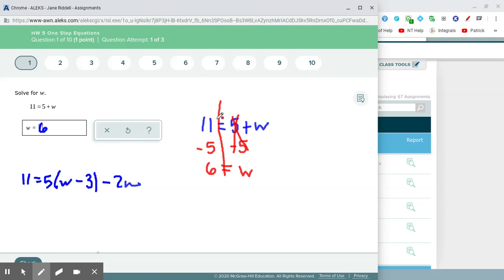5 plus 6 equals 11. And this is how we show our work. And this is what I'm going to be looking for on a work page. So on a work page, you'd put your name.